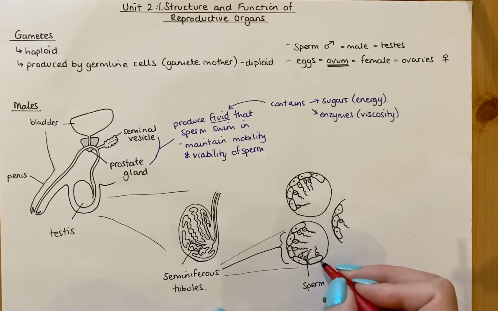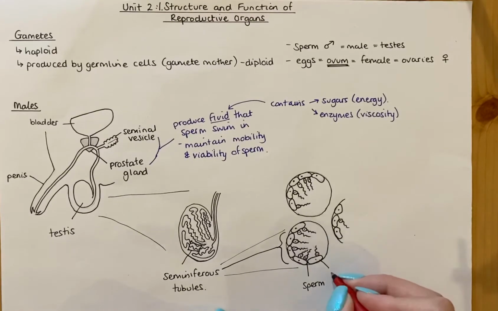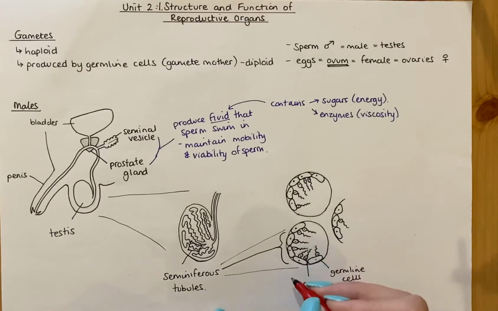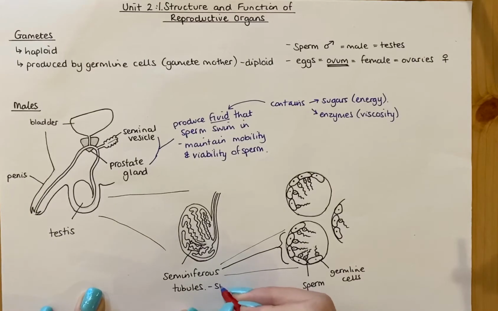Now these ones, here these cells, are the germline cells or the gamete mother cells. These are the cells that produce the sperm. So these are the diploid cells that divide by meiosis and produce the haploid sperm. Okay, and then this whole thing here, seminiferous tubules, I'll write the function down, would be the site of sperm production. Now you're able to recognise these because they are tube shaped, okay, and they're circular when you look at them as a section.